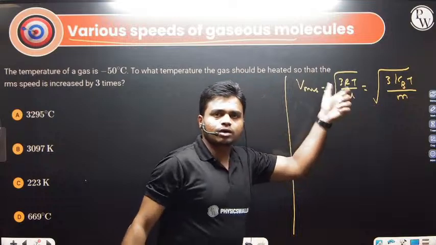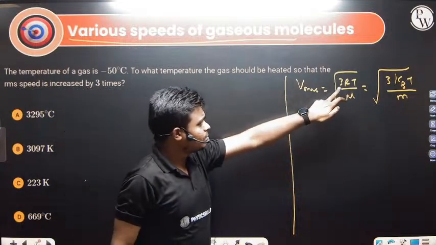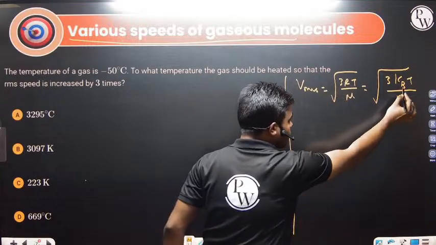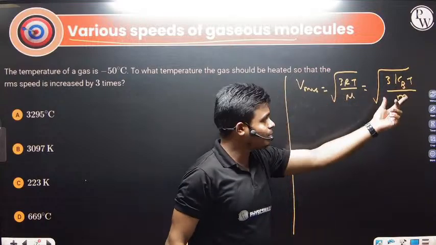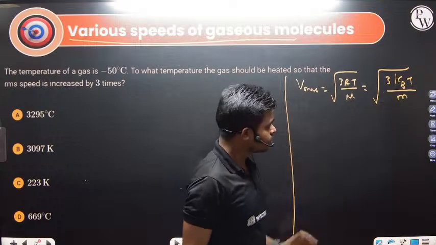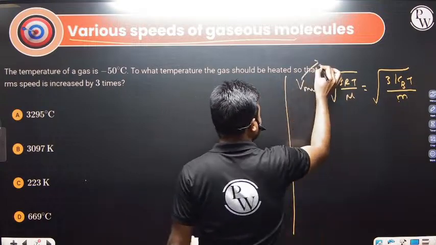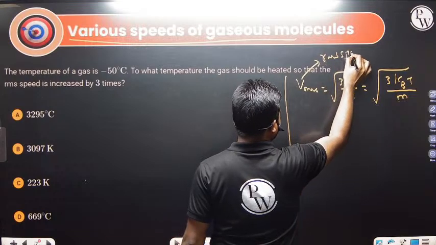When to use this formula? When molar mass is given, R is the ideal gas constant, T is the temperature. When to use the other formula? When the Boltzmann constant is given, and small m is the molecular mass, the mass of one molecule. So this is the RMS speed we have.